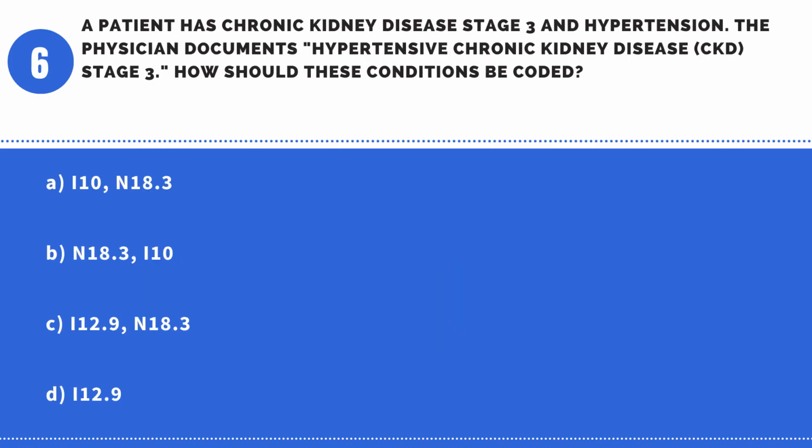Question 6. A patient has chronic kidney disease stage 3 and hypertension. The physician documents hypertensive chronic kidney disease, CKD, stage 3. How should these conditions be coded? A. I10, N18.3. B. N18.3, I10. C. I12.9, N18.3. D. I12.9.